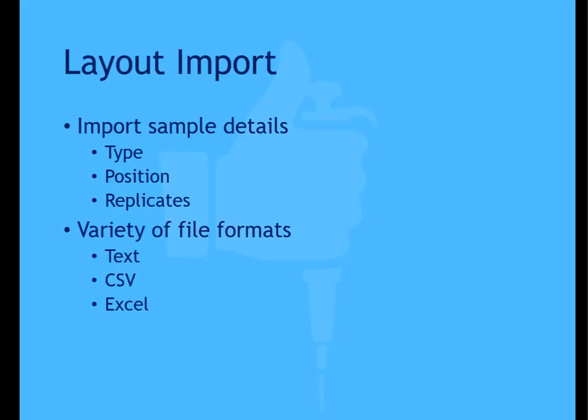As a recap, we'll be importing sample details, such as type, position, and replicate information defined in a separate file into MyAssays Desktop. Your layout can be defined in a variety of different formats, like a text file, CSV, or Excel spreadsheet. This layout file might be created by a LIMS system saved to a specified folder.